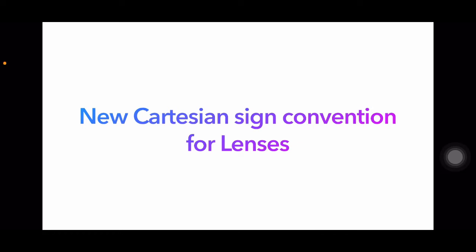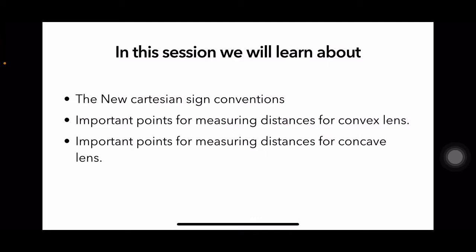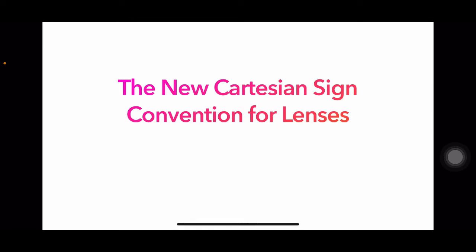Welcome back. For this session, we will be talking about the new Cartesian sign convention for lenses, important points for measuring distances for convex lens, and important points for measuring distances for concave lens. So let's start with the first topic, the new Cartesian sign convention for lenses.